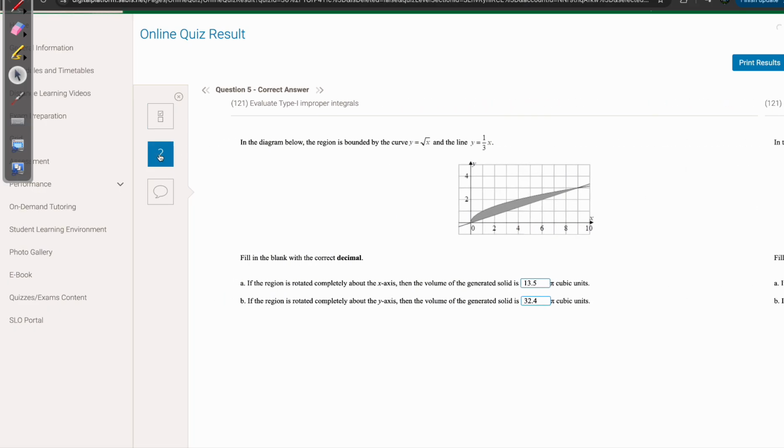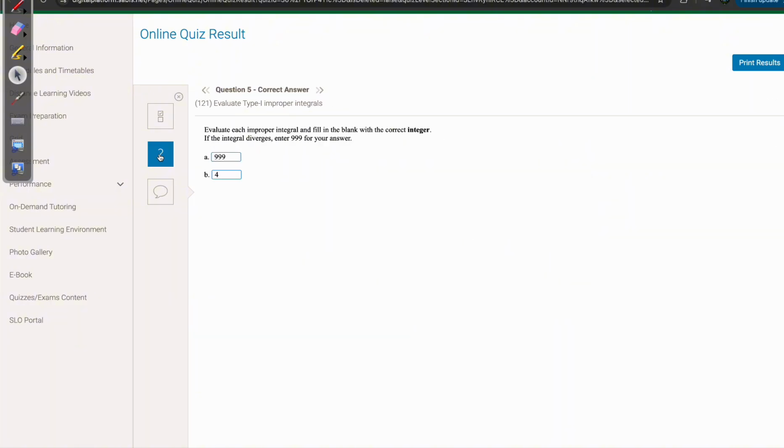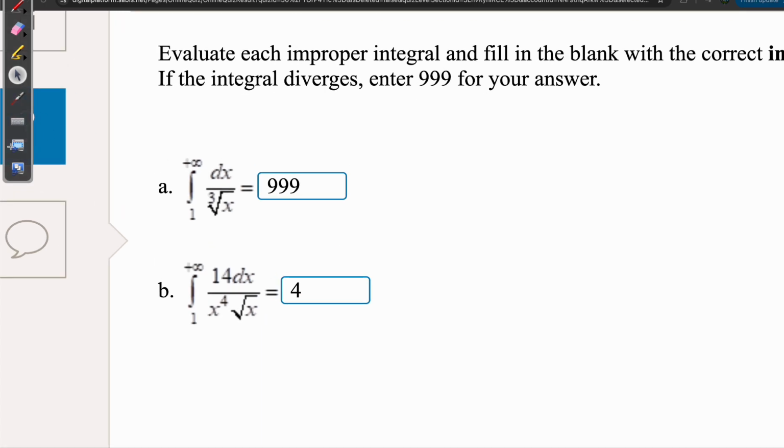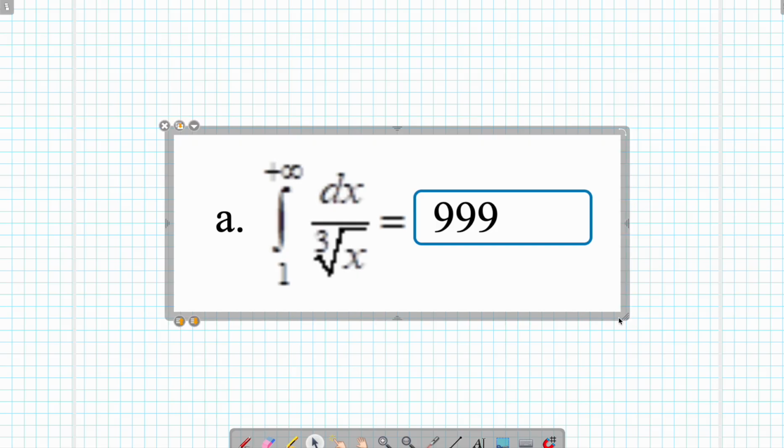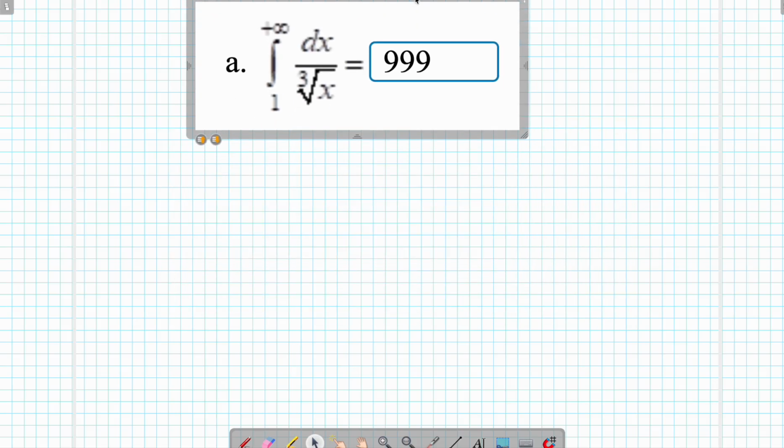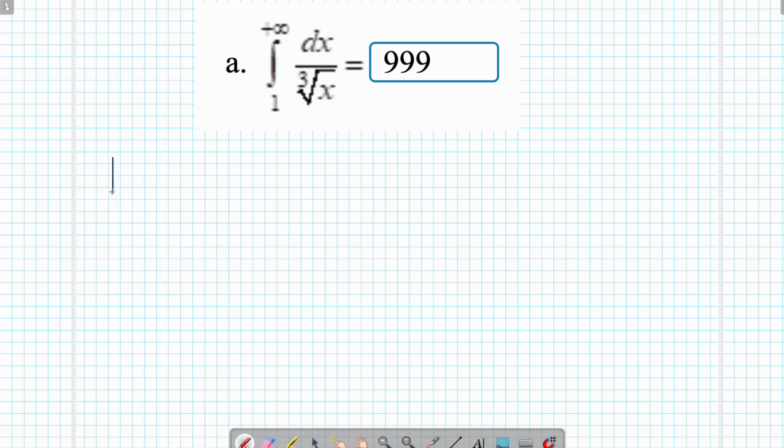Number 5. Evaluate each improper integral and fill in the blank with the correct integer. If the integral diverges, enter 999 for your answer. Okay. Here we're going to do the same thing as the other questions that we saw. So let's make it smaller a bit so you can solve. And then let's start. The limits from b to infinity.